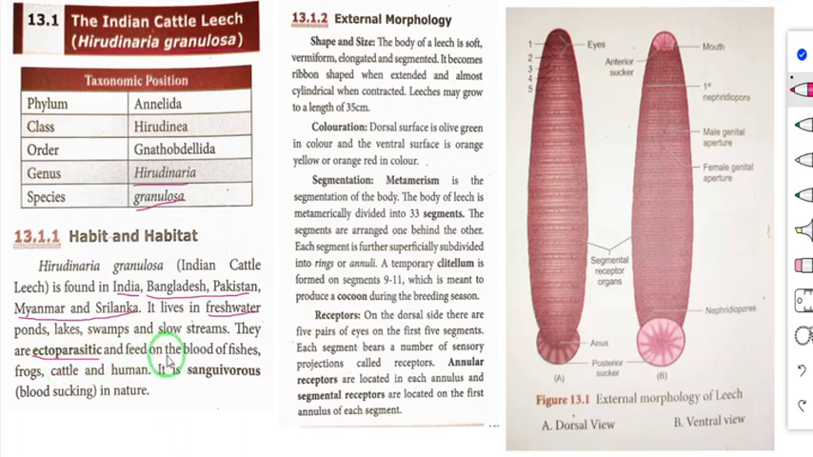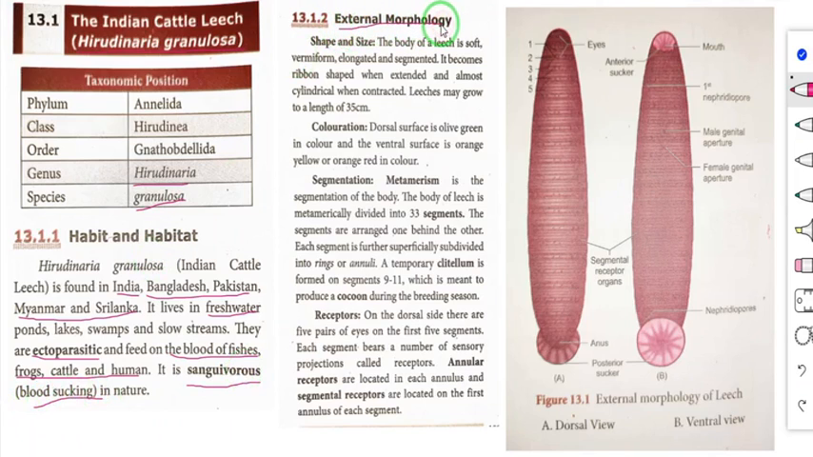It feeds on the blood of fishes, frogs, cattle and humans. It can suck only blood. The food is only blood. It is sanguivorous in nature. Sanguivorous means blood sucking habit. You know the herbivorous animals, for example a goat or cow, eat only grasses, so they are known as herbivores. This leech is known as sanguivorous, meaning a blood sucking animal.